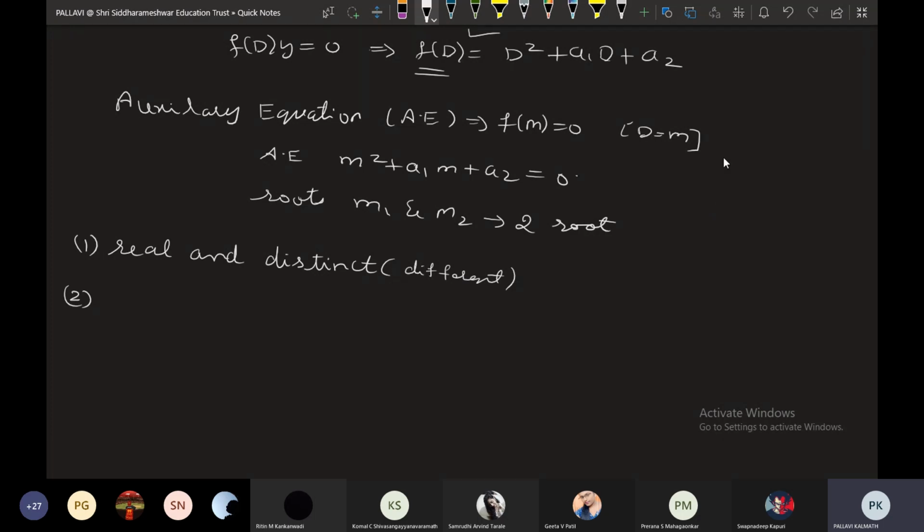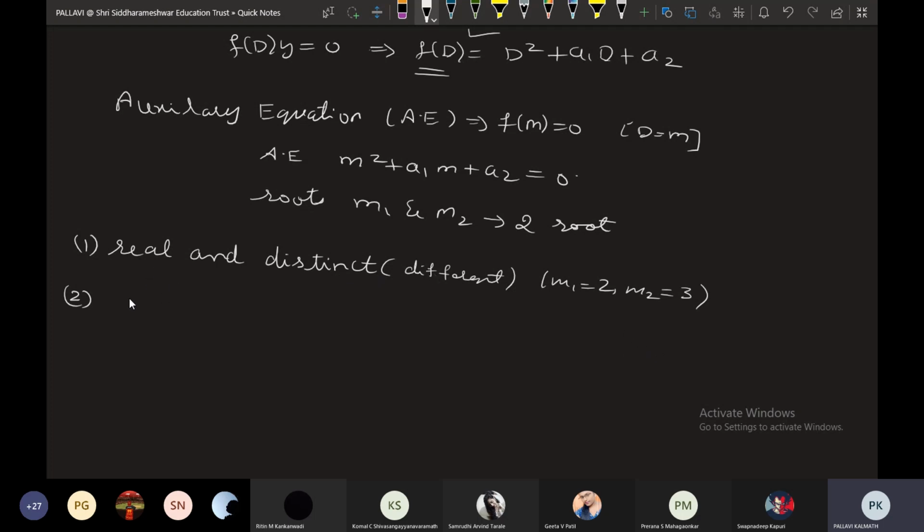Here, if m1 is 2 and m2 is also 2, then okay, let me take this example for the second one. If I say m2 is equal to 3, so both the roots 2 and 3 are real numbers, and both are different, so we say these roots are real and distinct. Understood the meaning of real and distinct? Real numbers and are different.